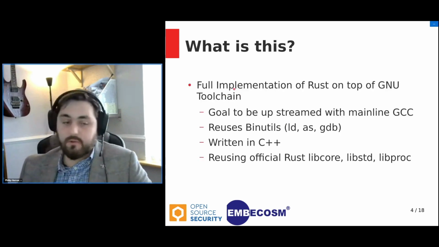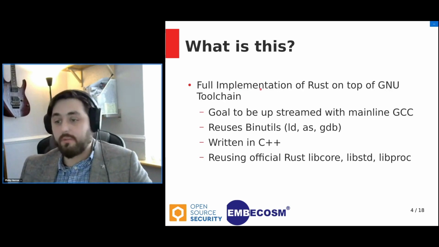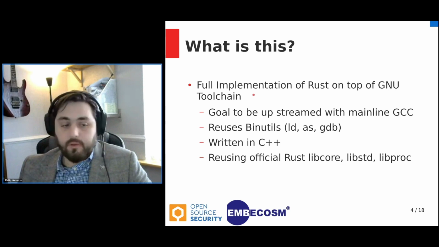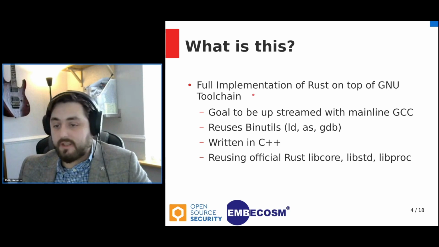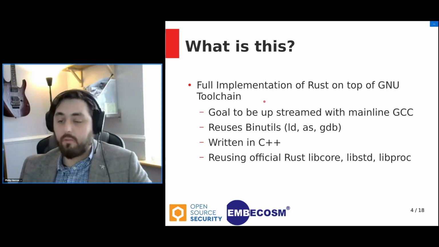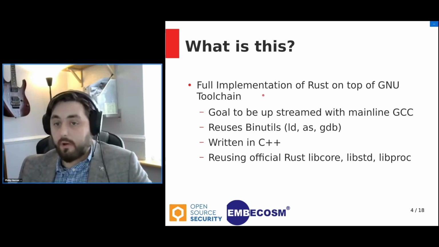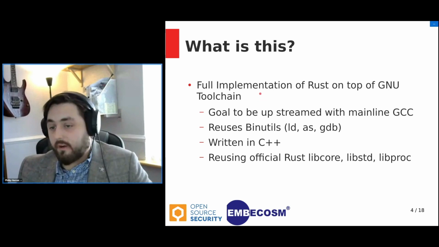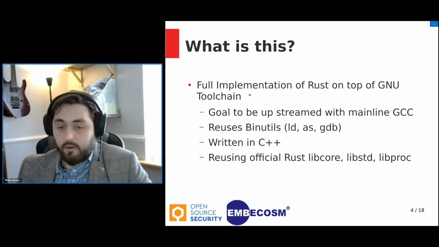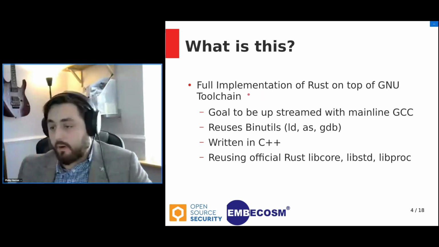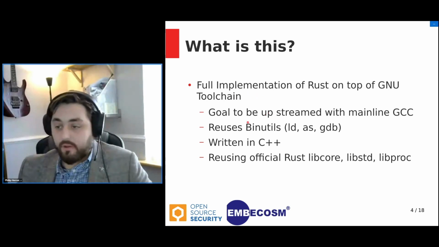So what is this? We want to make a full implementation of Rust on top of the GNU toolchain. That's a high level way to think about it. We want to make this as robust as what you would expect from a normal C and C++ front end from GCC. We want it to be of the same quality. We want it to be upstreamed, obviously. So when you get a build, or a tarball of GCC, you will also get a Rust front end as well. Obviously, we are also reusing all of the GNU toolchain here.